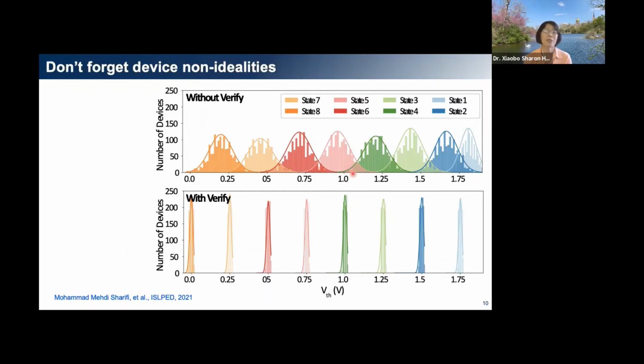Just like any other emerging devices or nanoscale devices, FeFET also suffers from non-linearities. For example, I show here device-to-device variations. In recent work we showed that without write verify, if I want to program the device into 8 states, there's quite significant overlap. If we use write verify, then the overlap is substantially reduced. The variation behavior also depends on the size, which I mentioned before.